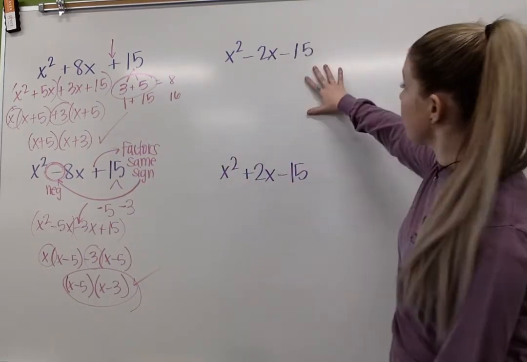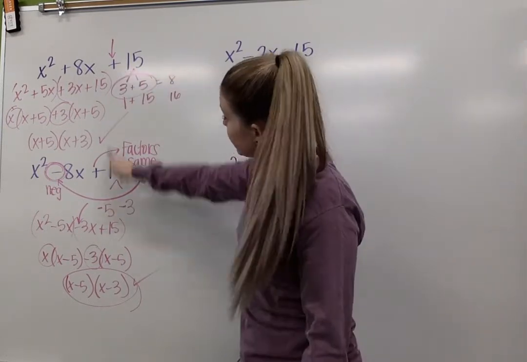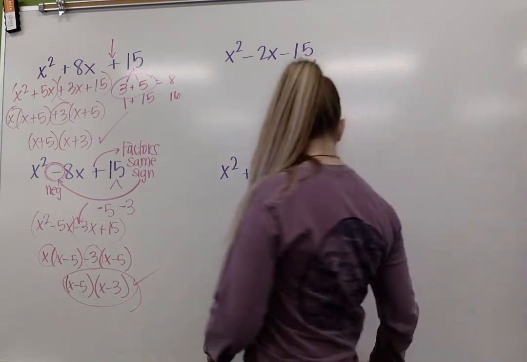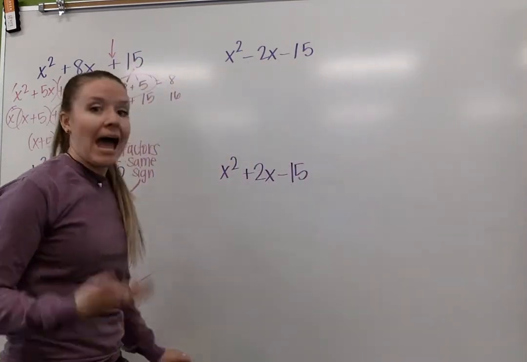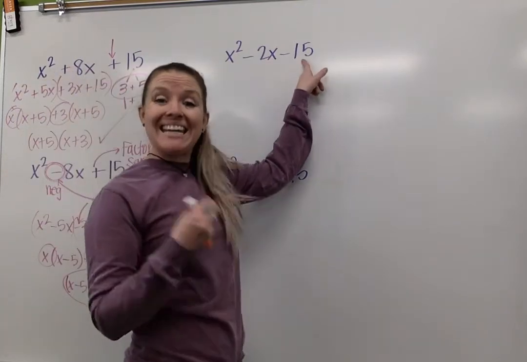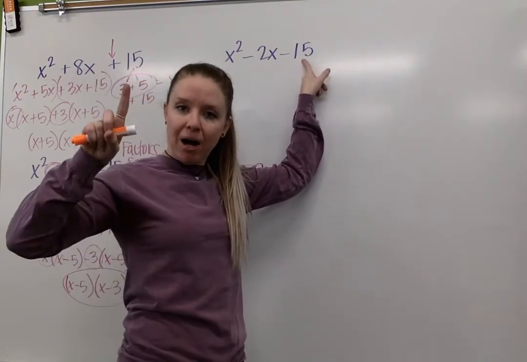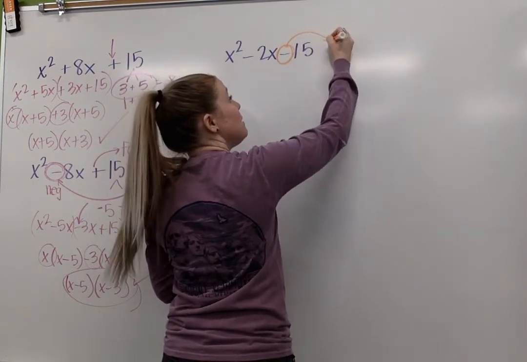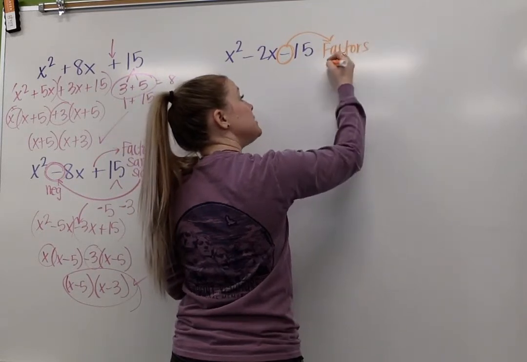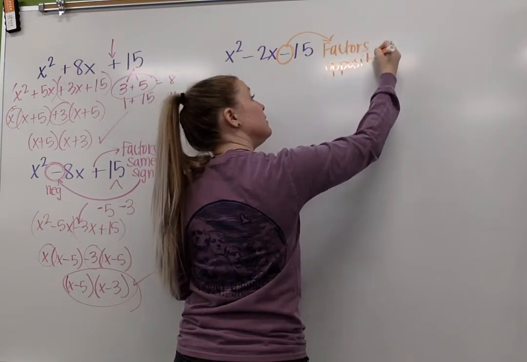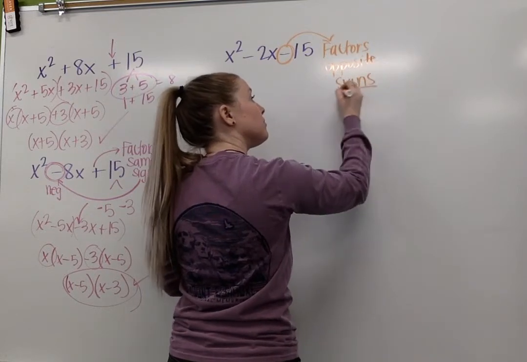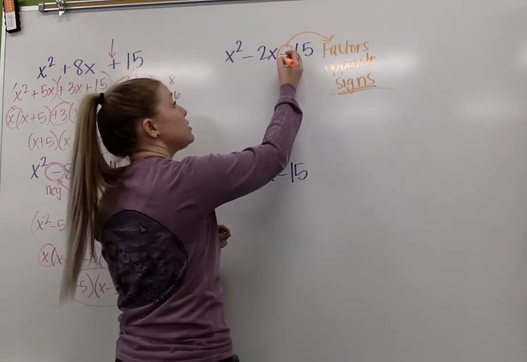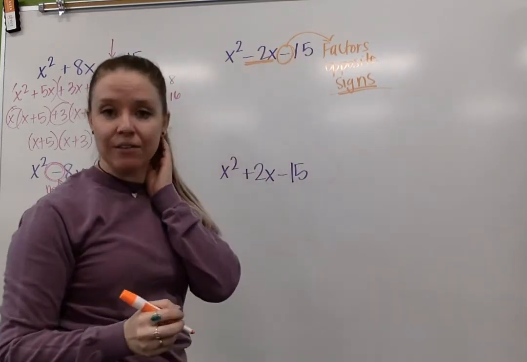Okay, so what changes over here is instead of having a positive 15, we have a negative 15. So we're going to take that into play as we factor. The only way to get a negative 15 is to multiply a positive number by a negative number. So this negative now tells me my factors have to have opposite signs. Okay, opposite signs. One is positive, one is negative. And they're going to combine to equal a negative 2.